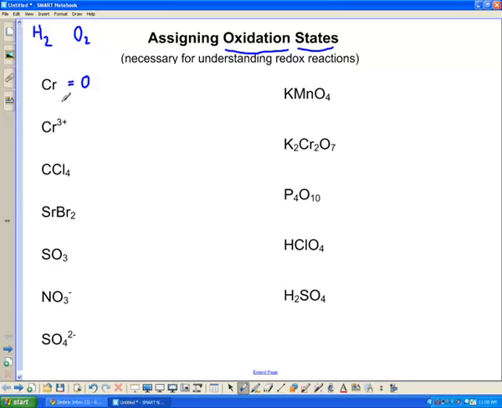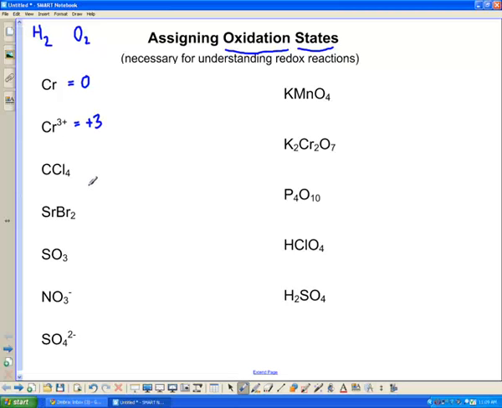Now it turns out that chromium is the only one on this entire page that has an oxidation state of 0, because it's the only element completely by itself where there's no charge indicated. When we have a metal ion like this, chromium 3+, the oxidation state is always equal to the charge on the metal. So in this case, the oxidation state is +3.